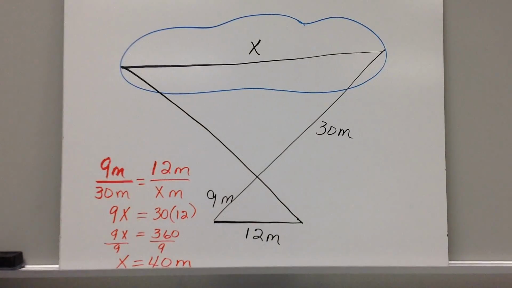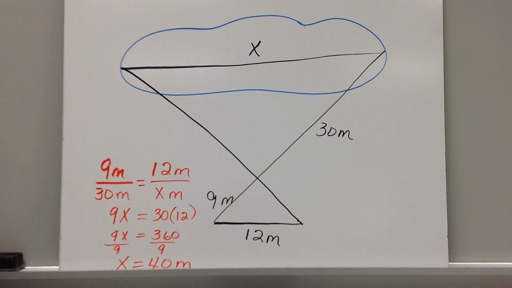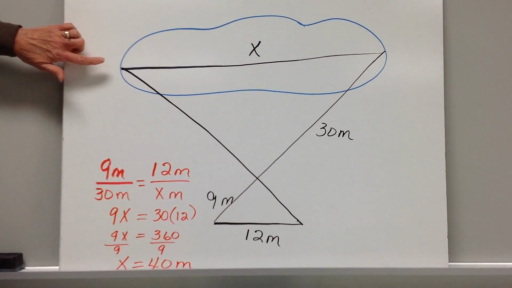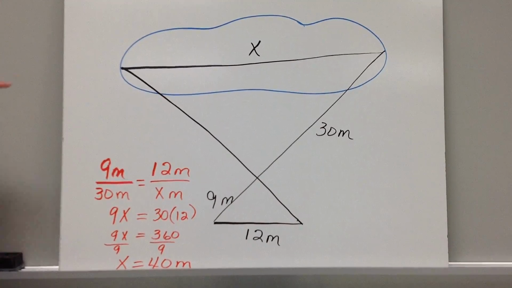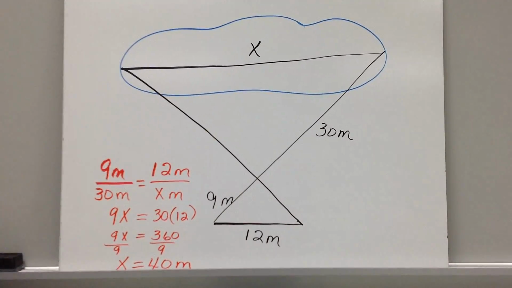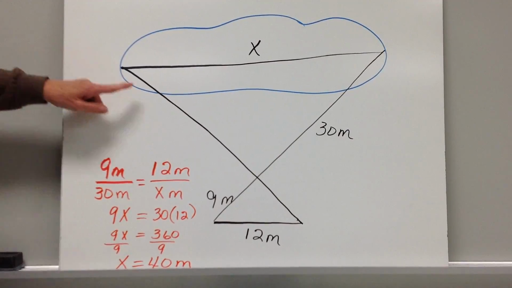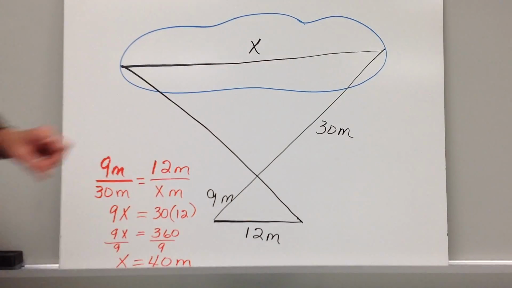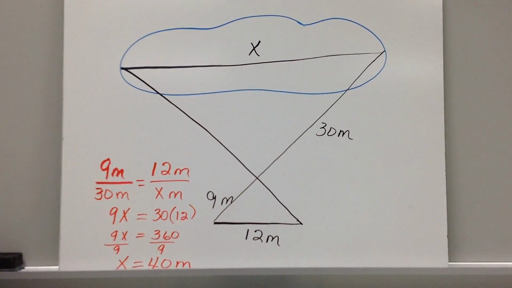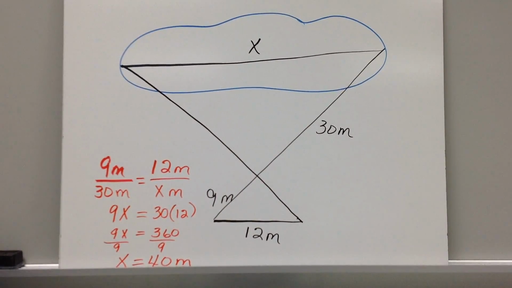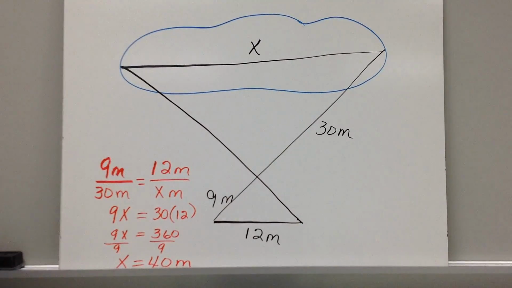For example, if I have a pond and I want to know how far it is across that pond, it would be a little difficult to measure on the water. But I can set up similar triangles so that I am basically on the land and I can measure sides of those triangles and find out my missing piece.